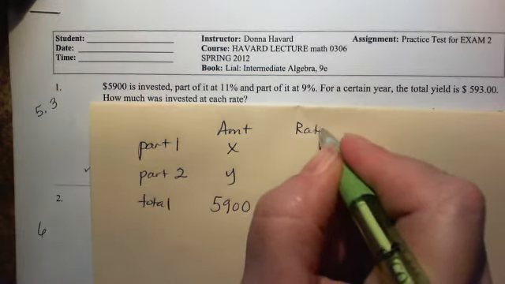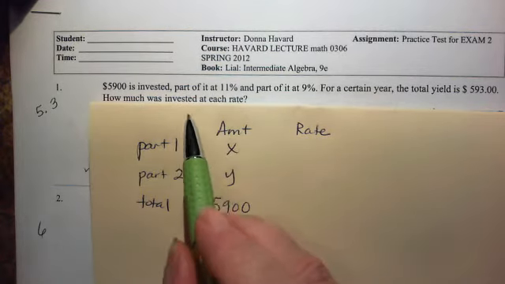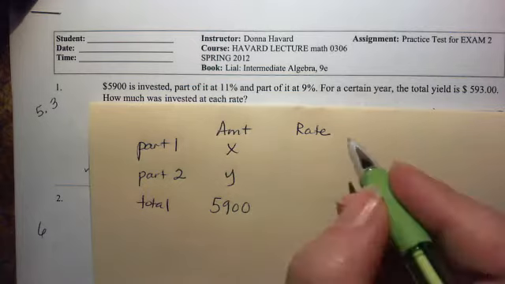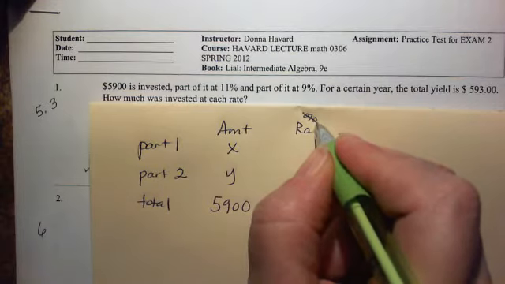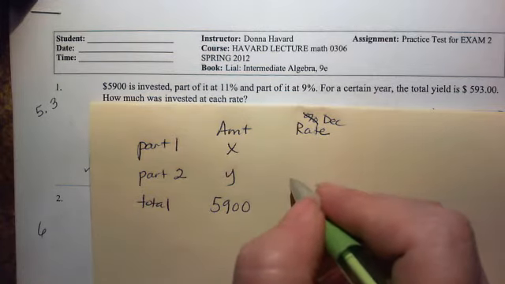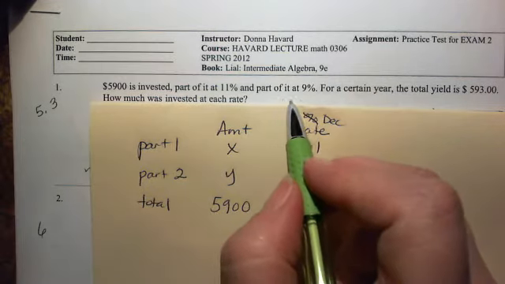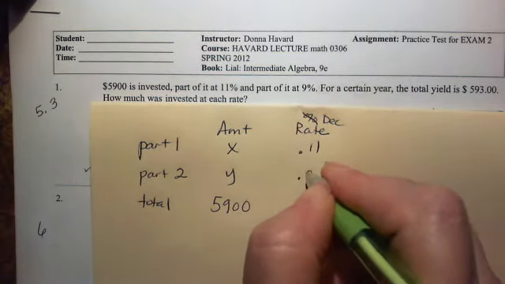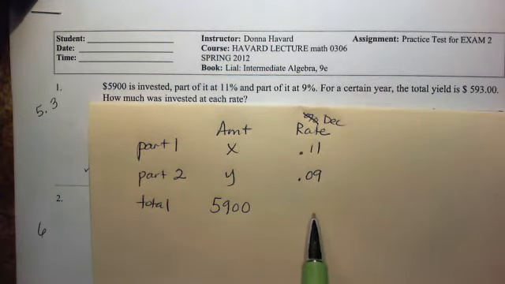Then we have a rate for each of the unknown categories here. It says that part 1, the first part of it, was at 11%, and I believe we could do more effective work with our percent as a decimal. So let's write our percent as a decimal. That 11% I'm going to write as 0.11. Part 2, the other part of it, at 9%, I write as 0.09. Now we don't have a rate for the total, so we can fill that box in.